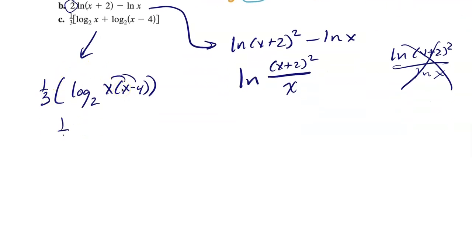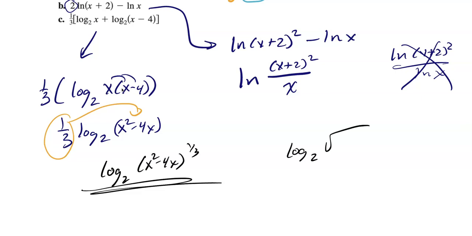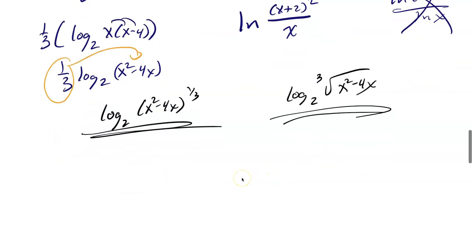Distribute, I'm going to get 1/3 log base 2 of x squared minus 4x. That's all in parentheses. Then let's just move the 1/3 up. So you get log base 2 of x squared minus 4x to the 1/3. And that's fine. If you want to make it a little nicer, you could probably write it like this: the cube root of x squared minus 4x. But I see both as equal. And that's it.